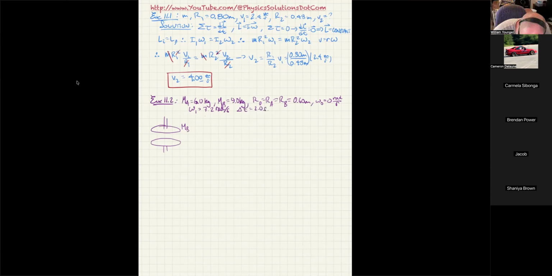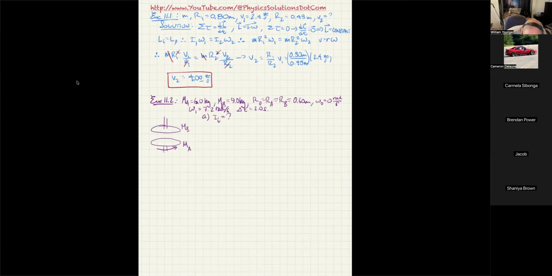As I said, for part A, they want us to calculate the angular momentum, which I'll call L initial, because that's the only thing that's rotating initially. It's MA, and it's rotating specifically in this direction like that. That would mean its angular momentum is a vector pointing straight up, for instance.